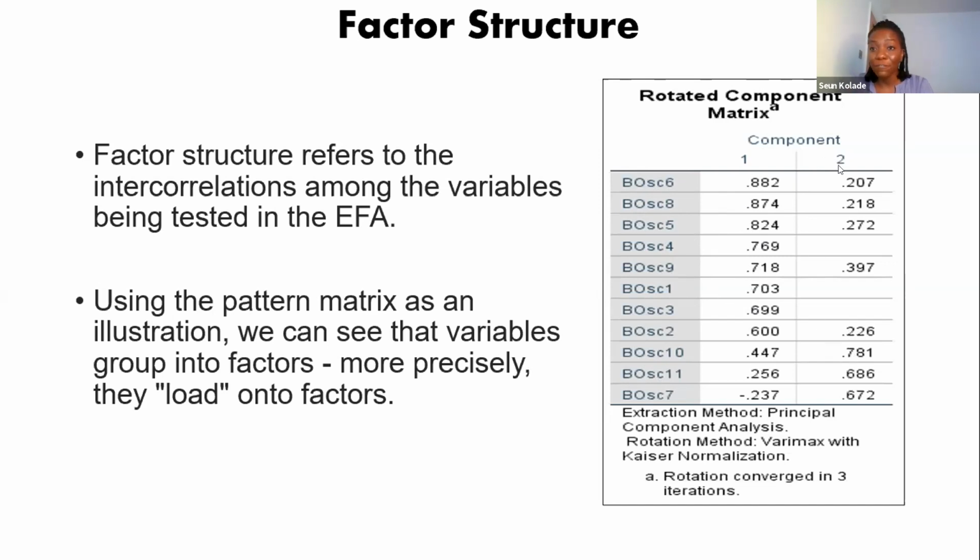And then you find that for component 2, the new factor that has been created, it is only BOSC 10, BOSC 11, and BOSC 7 that are relevant. So these 3 are quite relevant for the second component, or the second factor that has been created. Now in this case, you'll notice that BOSC 2 and BOSC 3 did not make the cut.